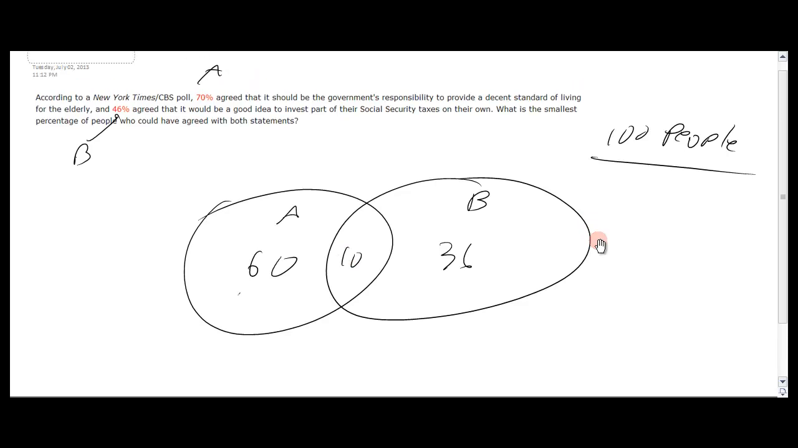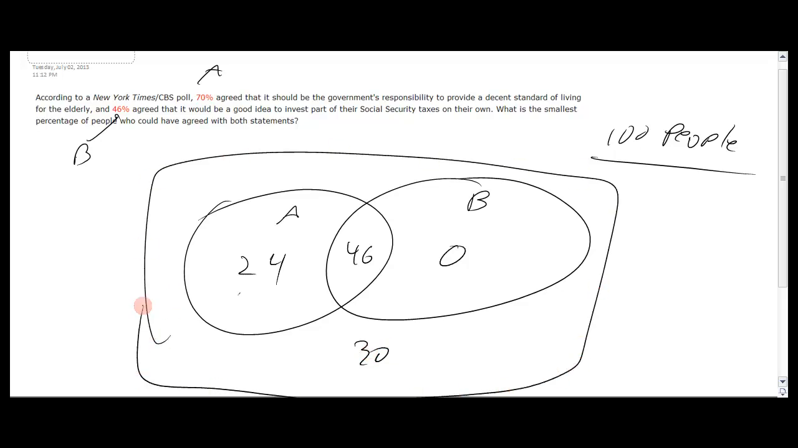Then for the other one, for the most people that could have answered in the center, well, now it's the other direction. You say, okay, is it possible? I say, okay, this A bubble has to be 70, B bubble has to be 46. So I could technically do 46 and 0. So then would this be possible for me to fill in the rest of the other people here to make up our 70? And of course it would. So 24. So that makes 70, which means everybody else who wasn't accounted for, the other 30 people, they are saying they didn't agree with either A or B.